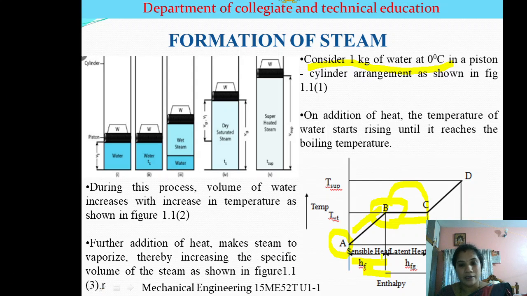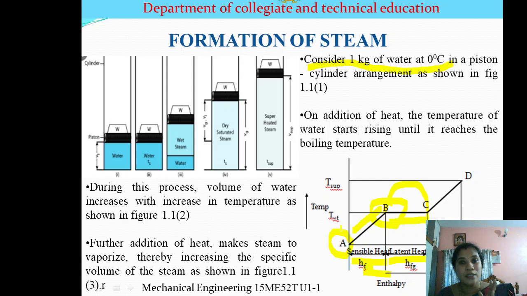Next, the amount of heat absorbed during this process BC is termed as what? The latent heat. Why are we calling it latent heat? Before that we called it sensible heat because we are able to sense the increase in temperature. But here it is latent heat, or hidden heat. It is called hidden heat because there is no rise in temperature. Even though we are supplying the heat, it is not sensed by the thermometer.